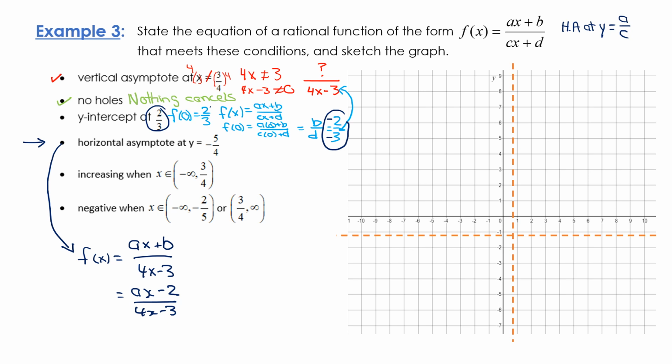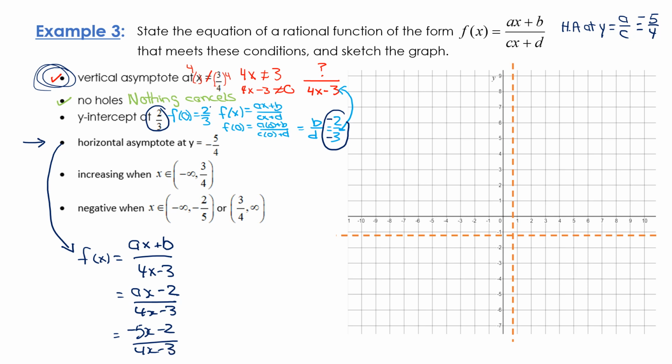Looking up to the top right of your screen, remember we already talked about the horizontal asymptote being a/c. And if that's -5/4, where am I going to put the negative? That's the only thing I have to think about right now. It's going to have to go in the numerator, because if I look at my denominator, it's already done for me, since I got that from the vertical asymptote. So my a value is -5. -5x minus 2 over 4x minus 3.